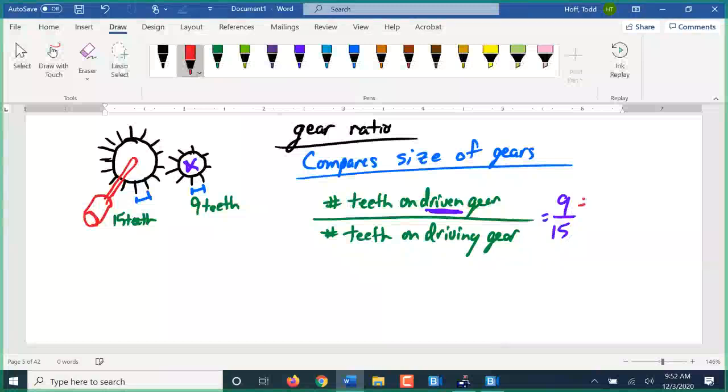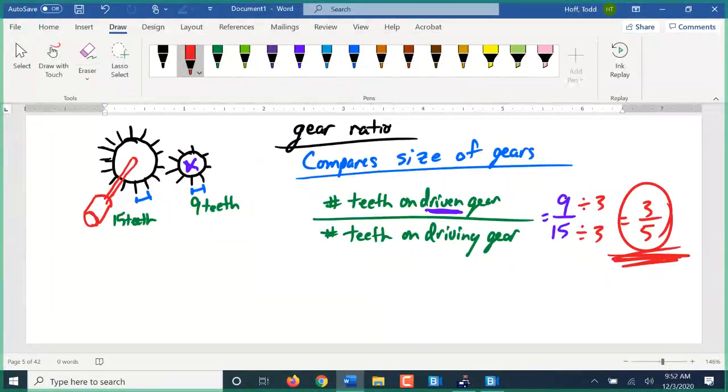Now, I didn't bother writing the word teeth on there because I know it's going to cancel out because they're both in teeth. But I can still reduce them by 3. 9 divided by 3 is 3. 15 divided by 3 is 5, giving us a 3 to 5 gear ratio. Now that 3 to 5 gear ratio applies to a lot of things when we describe these gears. It is the ratio of the number of teeth, the ratio of the sizes. It is also the ratio of the RPMs. It's the ratio of the torque transfer.